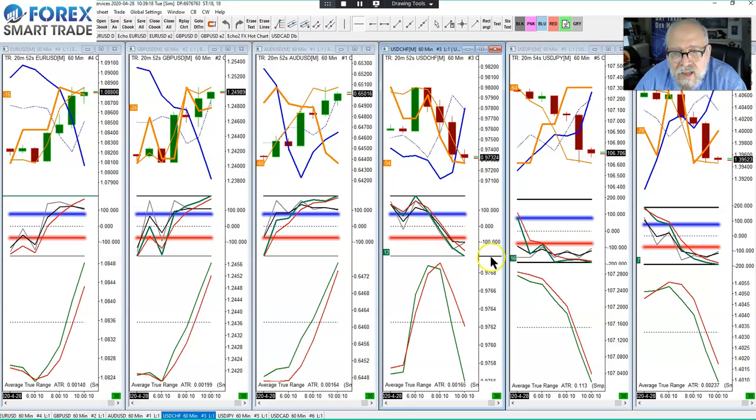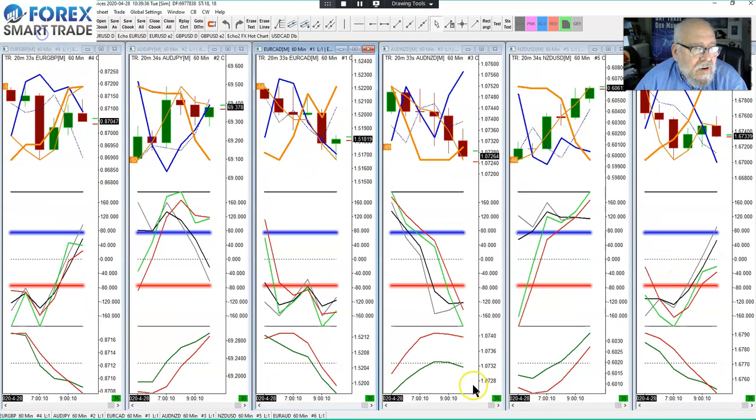US dollar, Swiss franc, oversold, pointing down. US yen, oversold, pointing down. And US Canadian, oversold, pointing down. So nothing here on our 10-point charts. So let's go to the second group.